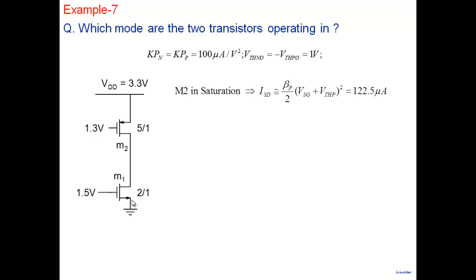All right. Let's do M1 also in saturation region. IDS is beta N by 2 (VGS minus VTHN) squared, 25 microamperes. All right. Now what shall we do? They are in series, so the current has to be the same. So now what do you say?